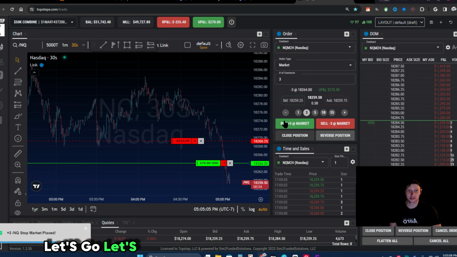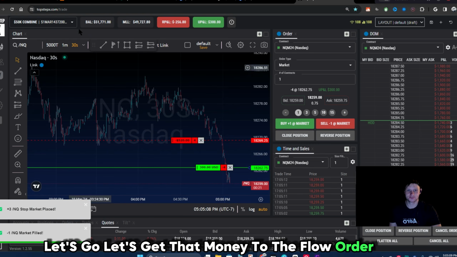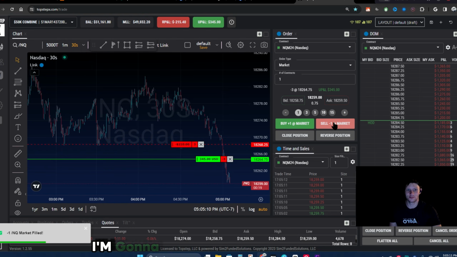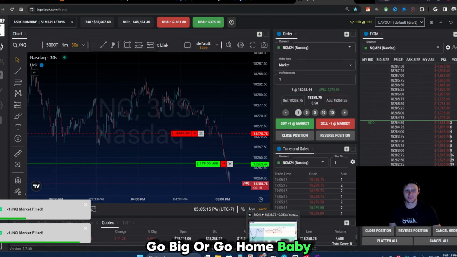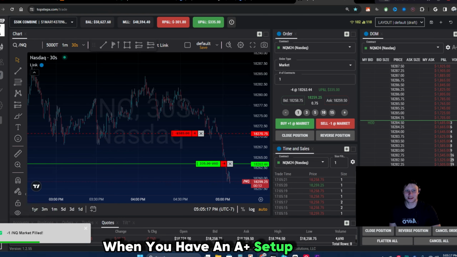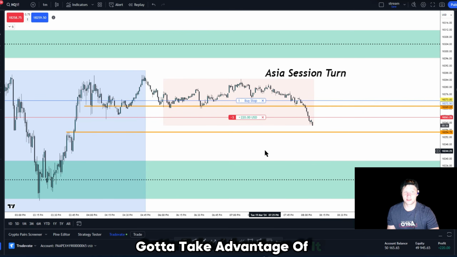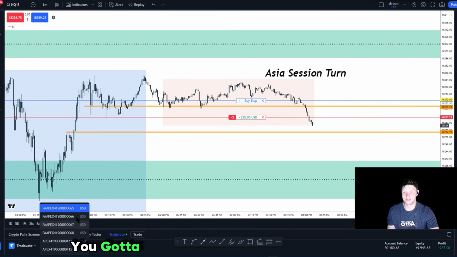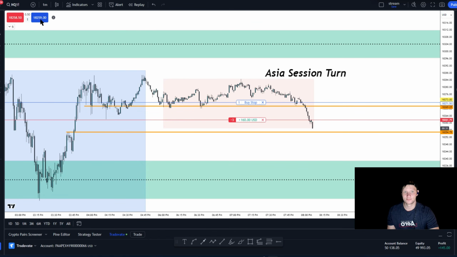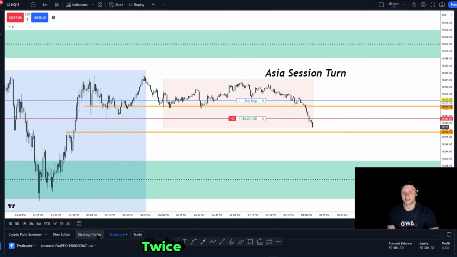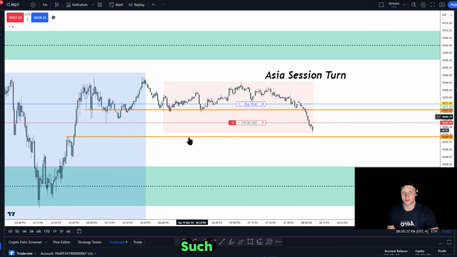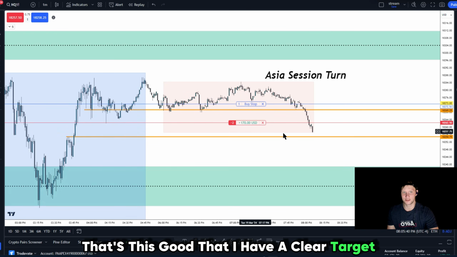Let's go. Let's get that money to the float. Order filled. I'm gonna go ahead and add on to this. Filled. 4 contracts. Go bigger. Order filled. When you have an A+ setup like this, you gotta take advantage of it. You gotta capitalize off of it, because this is an opportunity that comes around maybe once, twice every month. An Asia session turn that's this good, that I have a clear target.